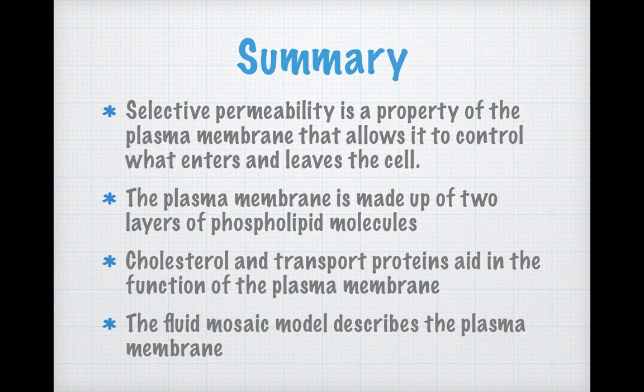So in summary, selective permeability is a property of the plasma membrane that allows it to control what enters and leaves the cell. The plasma membrane itself is made up of two layers of phospholipid molecules. That's why we call it a phospholipid bilayer. It also contains cholesterol and transport proteins. Cholesterol makes it a stronger, more fluid barrier, while transport proteins make it selectively permeable. And collectively, we use all this information to describe the plasma membrane in the fluid mosaic model.